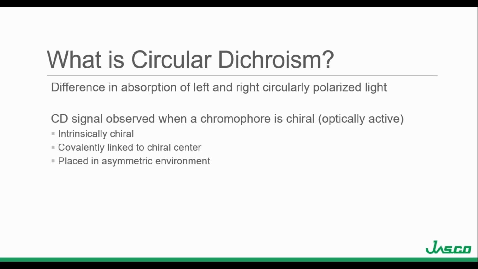So what is circular dichroism? CD is the difference in the absorption of left and right-handed circularly polarized light, and a CD signal can be observed when a chromophore is chiral or optically active. And aside from being intrinsically chiral, you can also observe a CD signal when a chromophore is covalently linked to a chiral center or placed in an asymmetric environment.